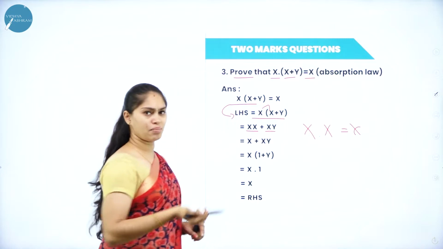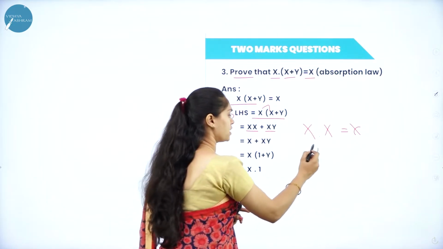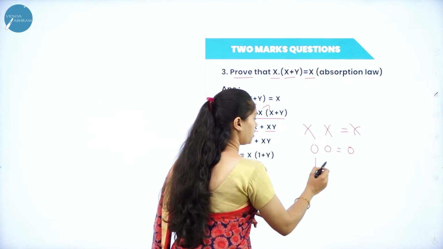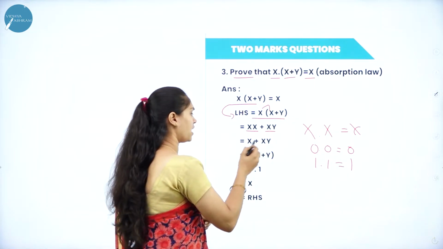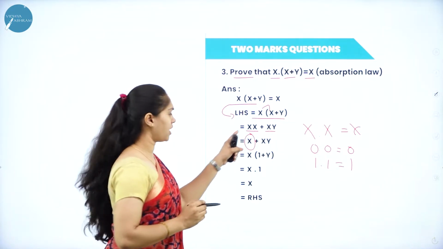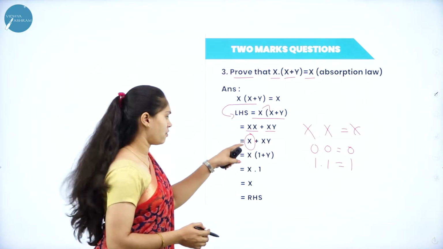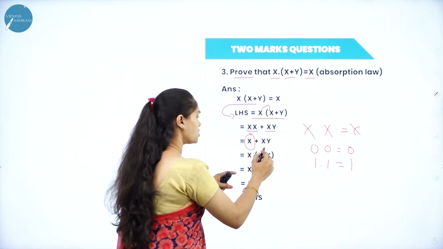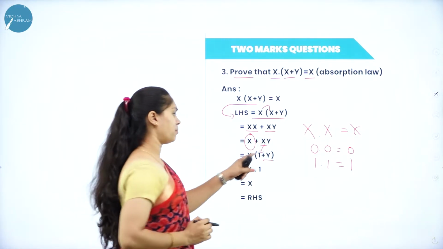That means if I multiply any number with the same number, we are going to get the same value. For example, 0 into 0 will be 0 and 1 into 1 will be 1. So in the place of x dot x, I am just going to write x. Then plus xy will be as it is. Then I am going to take x as a common factor, x of 1 plus y. So x is common here, so it will be 1 plus y.